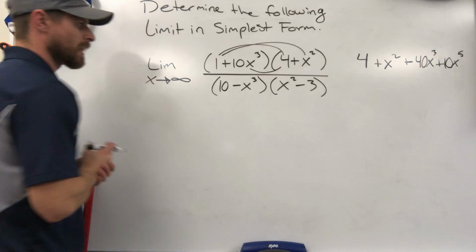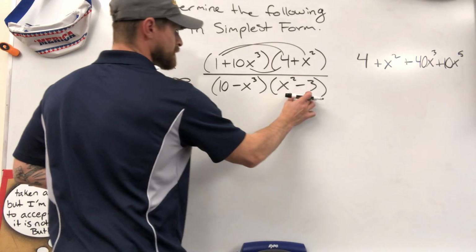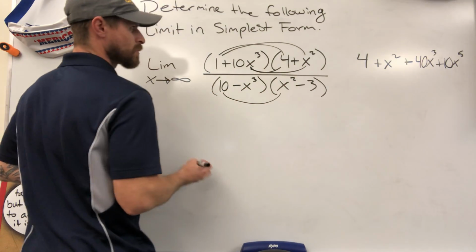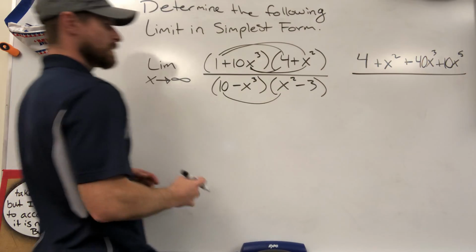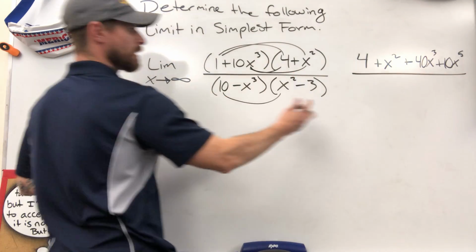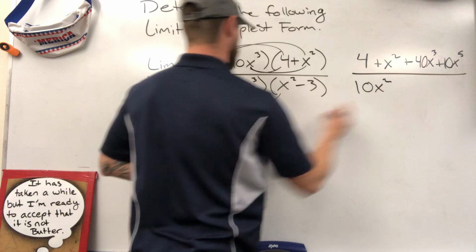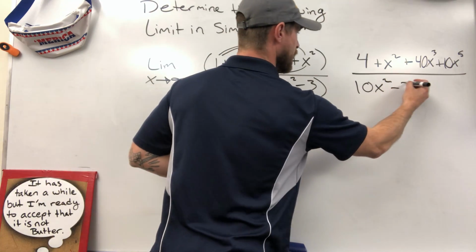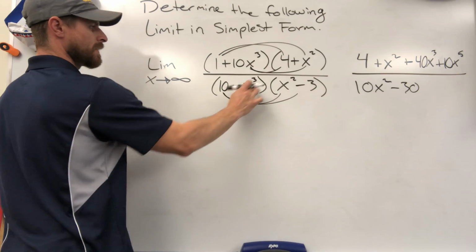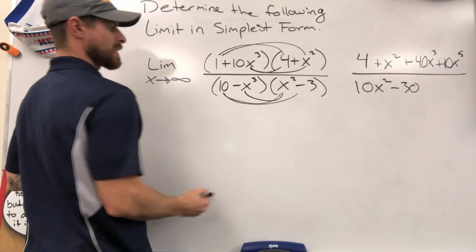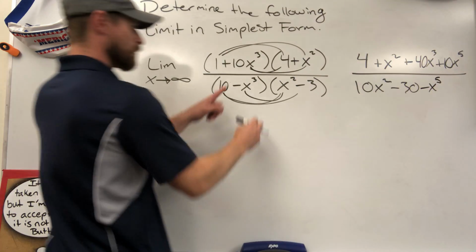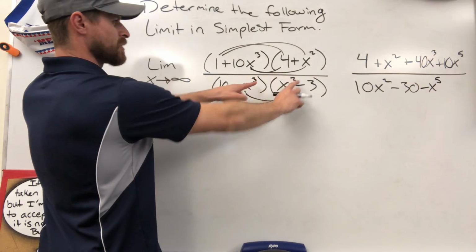Okay, now we got to do the bottom. We're multiplying this binomial times this binomial. Notice I hit every single mark. 10 times x squared, that's going to give me 10x squared. 10 times negative 3, that's going to give me negative 30. Negative x to the power of 3 times x squared, that's going to give me negative x to the power of 5. Remember, when bases are the same, add your exponents.